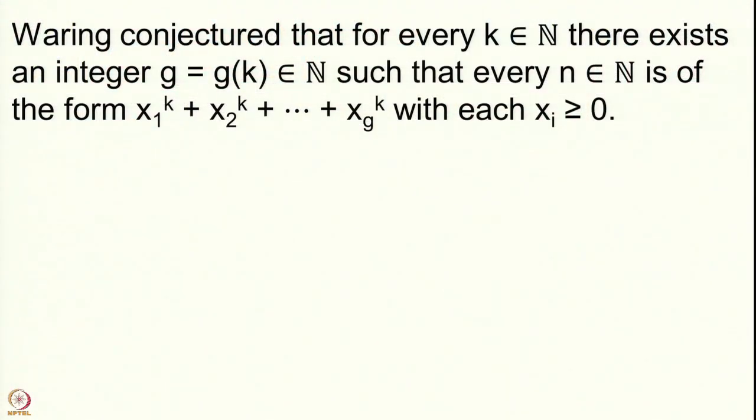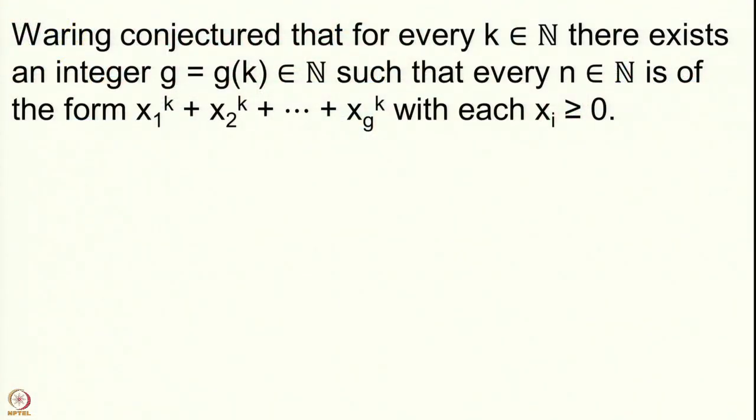What is so on? What is the meaning of so on? So, let me explain the meaning of so on to you in this slide. Waring made this explicit conjecture. He said that take any natural number k which is bigger than 1. Then he proved that there is an integer g, which is g of k because it depends on the integer k.